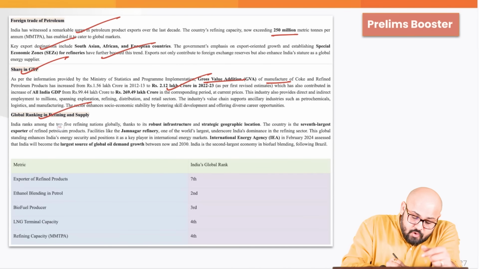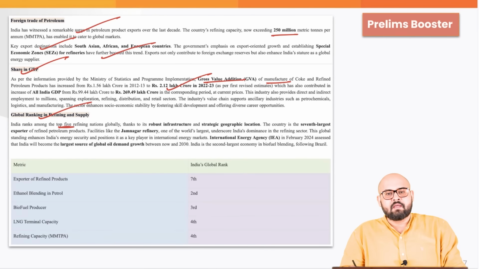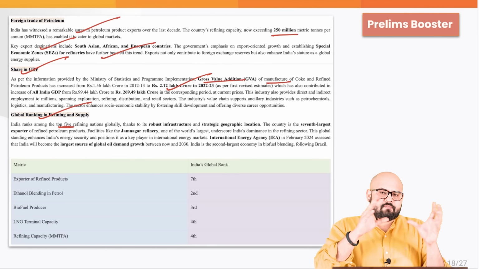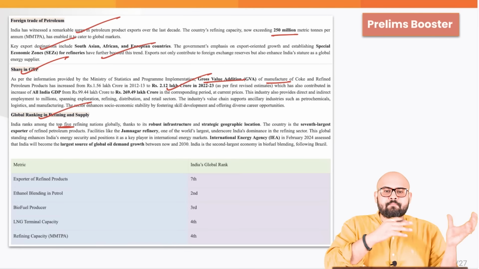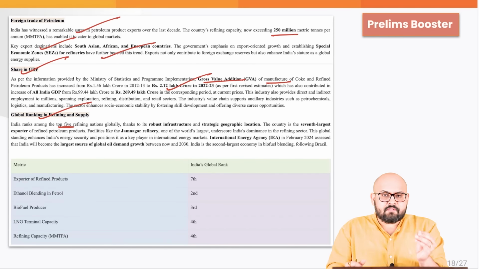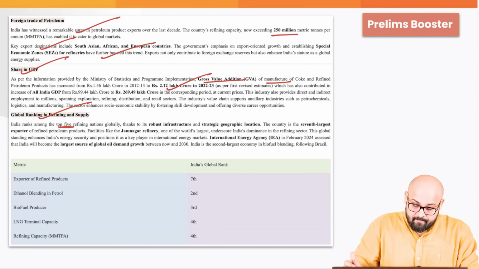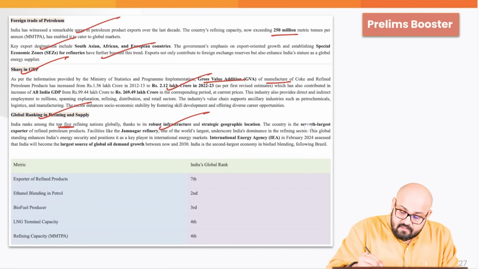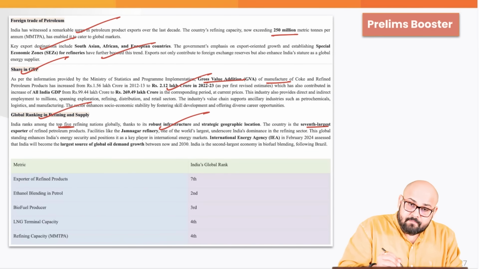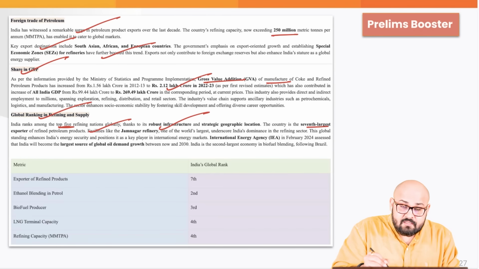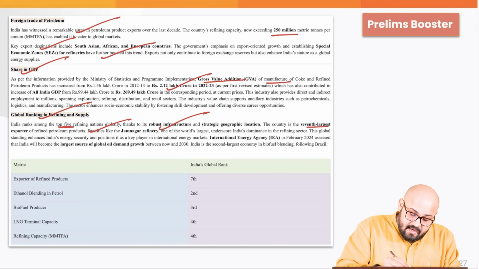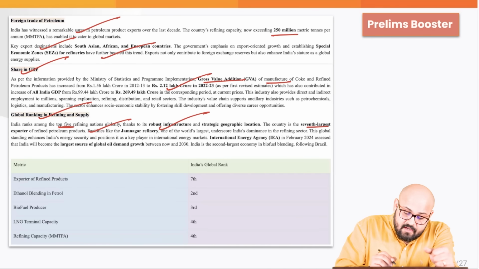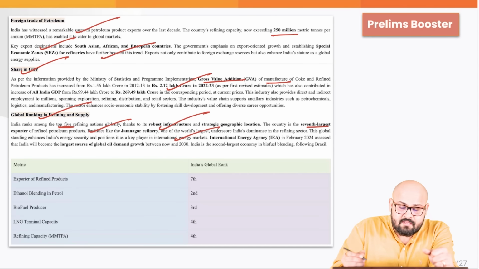India ranks among the top 5 refining nations globally. So you might be confused because India imports a lot of crude oil, and we also import some refined products. No, India is one of the largest refiners in the world. Do remember. Thanks to the robust infrastructure and strategic geographic location, the country is the 7th largest exporter of refined petroleum products. Facilities like the Jamnagar refinery in Gujarat, one of the world's largest, underscore India's dominance in the refining sector. This global standing enhances India's energy security and positions it as a key player in international energy markets.